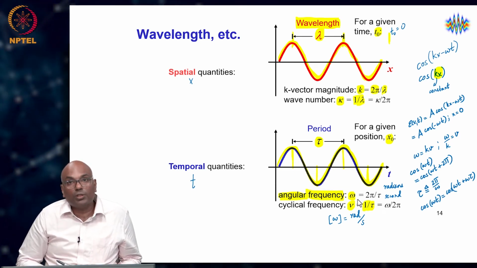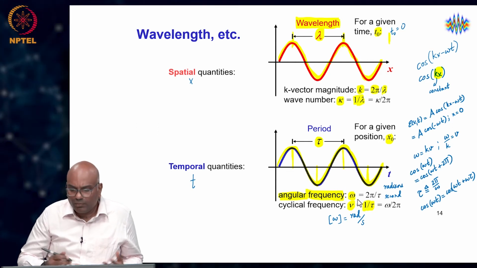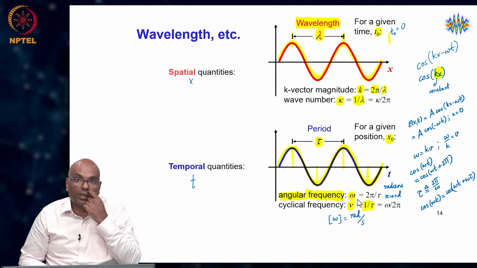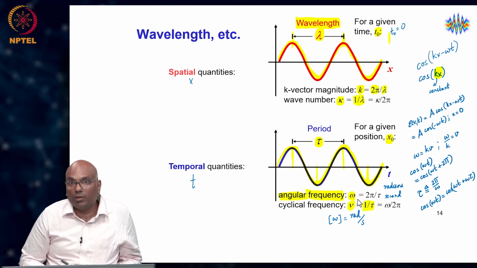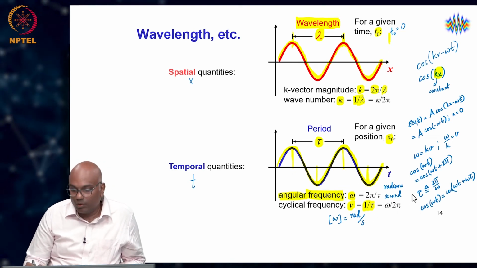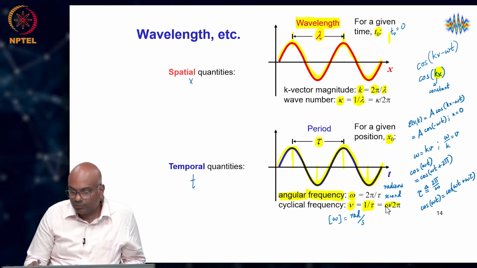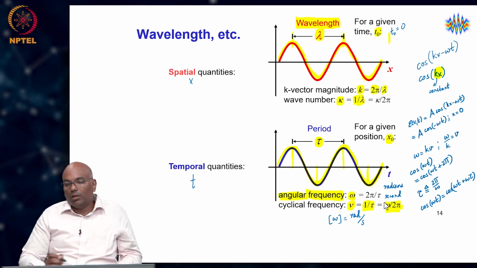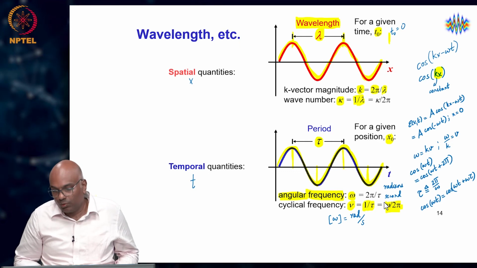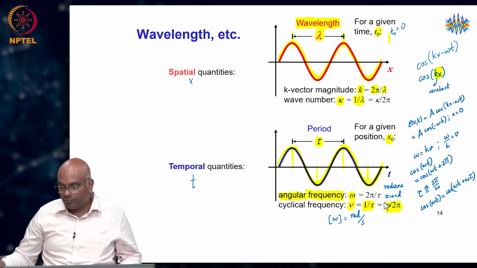So, nu is 1 over the time period, and obviously now since we have two interrelated quantities which are defined using the periodicity of the same cosine function, we have a relationship between nu and omega. Nu is omega divided by 2 pi, or omega is equal to 2 pi times nu.